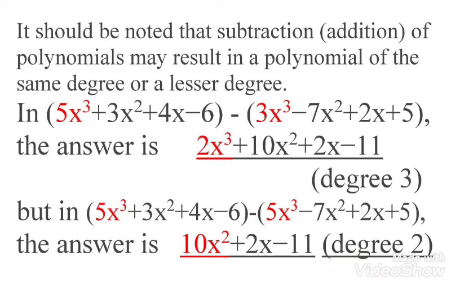But in the next we see here 5x cube plus 3x square minus 4x minus 6 minus 5x cube minus 7x square plus 2x plus 5. Here the answer is 10x square. You see, the degree of both the expressions of the question is 3. 5x cube. But when we subtract 5x cube minus 5x cube, x cube is deleted from here. Now the degree is only 2.